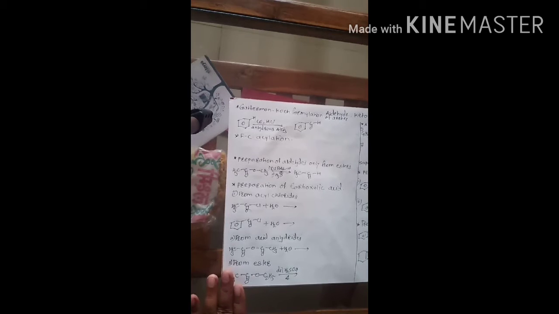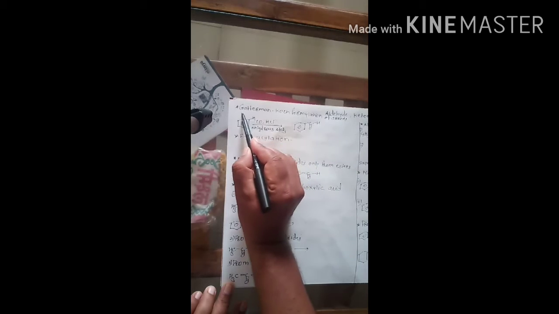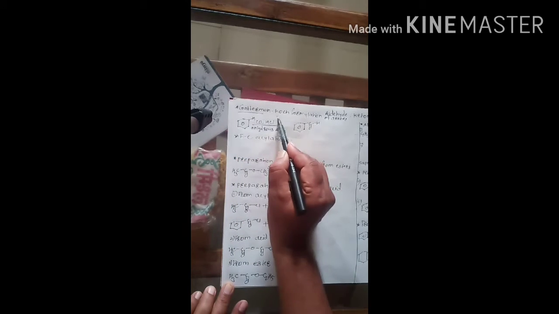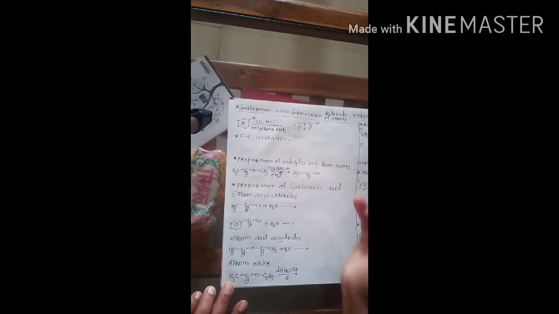Good morning, students. We have seen some methods of preparation of aldehyde and ketone. Today, we are going to study another method, that is Gattermann-Koch formylation of arenes.